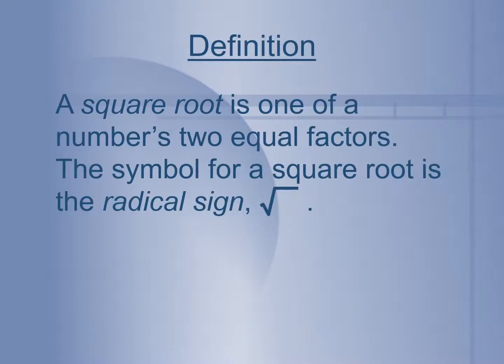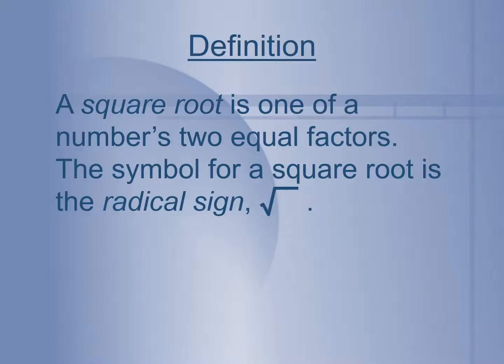So a square root is one of a number's 2 equal factors. So a square root is just one number where it's a factor and the other factor is going to be equal to the first factor. So the factors are the same. So 3 and 3 or 4 and 4. They're the same, they're equal. 3 is equal to 3. But when we say what's the square root of 9, we're just going to say 3.